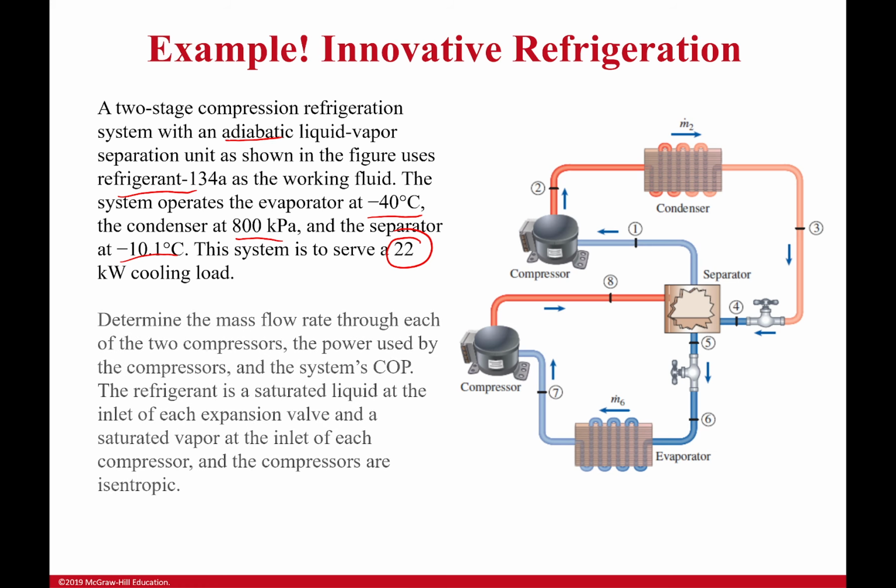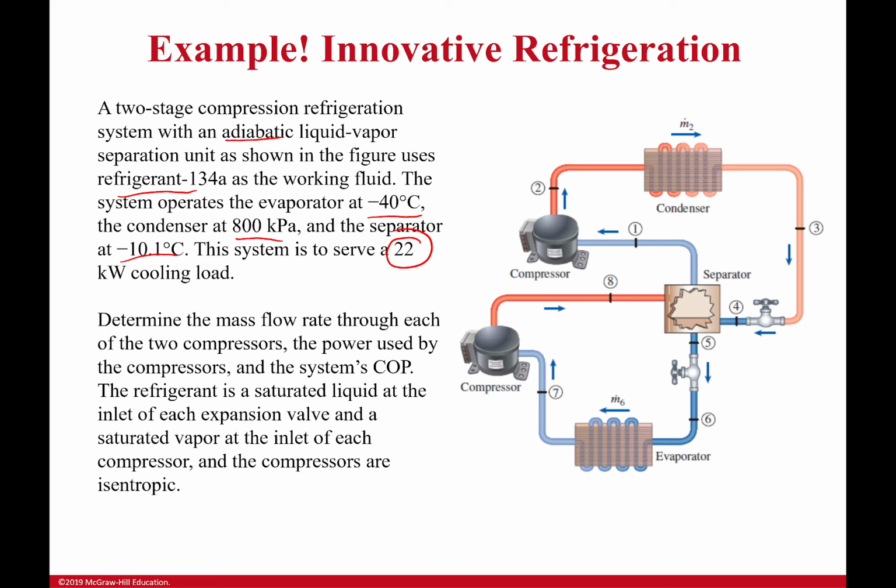Okay, so what are we trying to find? Well, first thing is, what is our mass flow rate going through these 2 compressors? Because we have a separator right here, we can have a different mass flow rate going through each of them. Second, what's the power used by the compressors, which makes sense. And finally, the coefficient performance, because we know the power being used and how much our cooling load is, well, we can get that pretty easy.